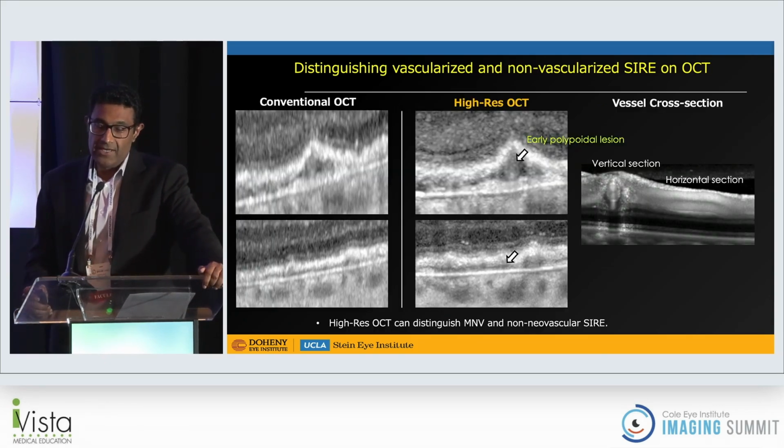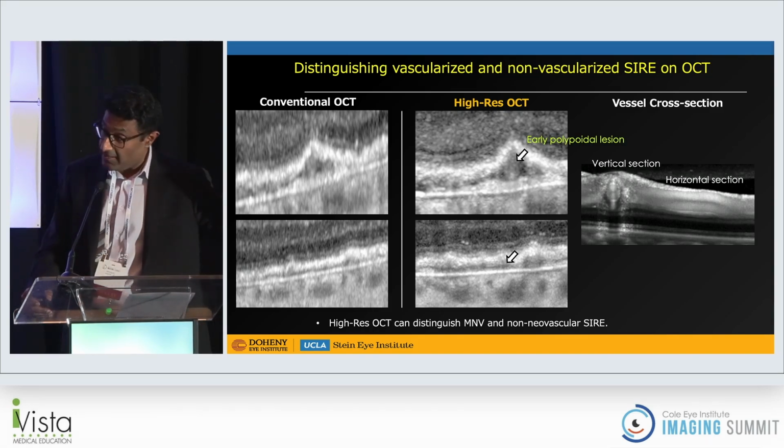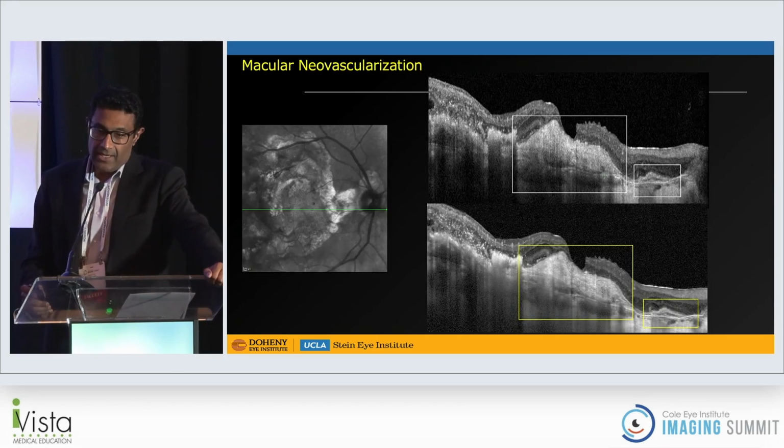And I just want to say that because you see the additional detail between the RPE and photoreceptors, this is an example of a patient where you can recognize the polypoidal lesion in this case much more clearly using high-res OCT. And I think that gives us a lot more confidence, especially when the OCTA is a little bit questionable.